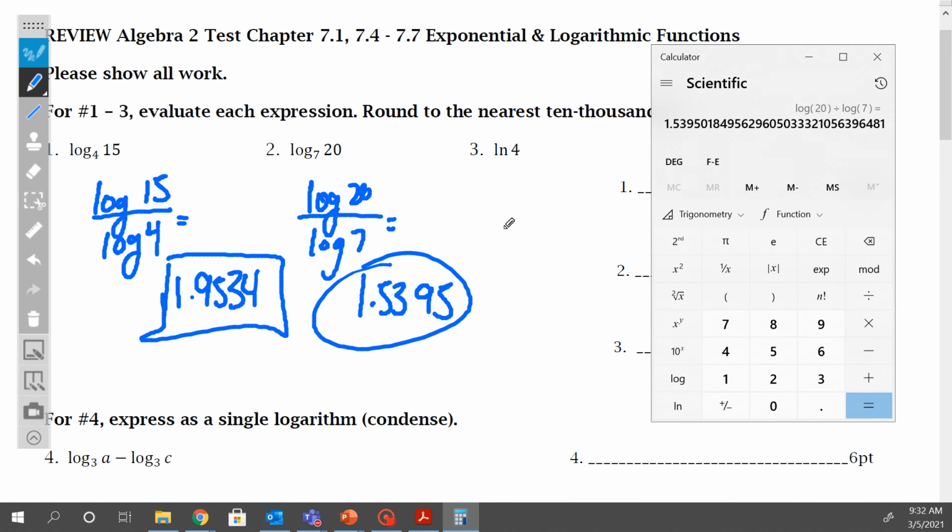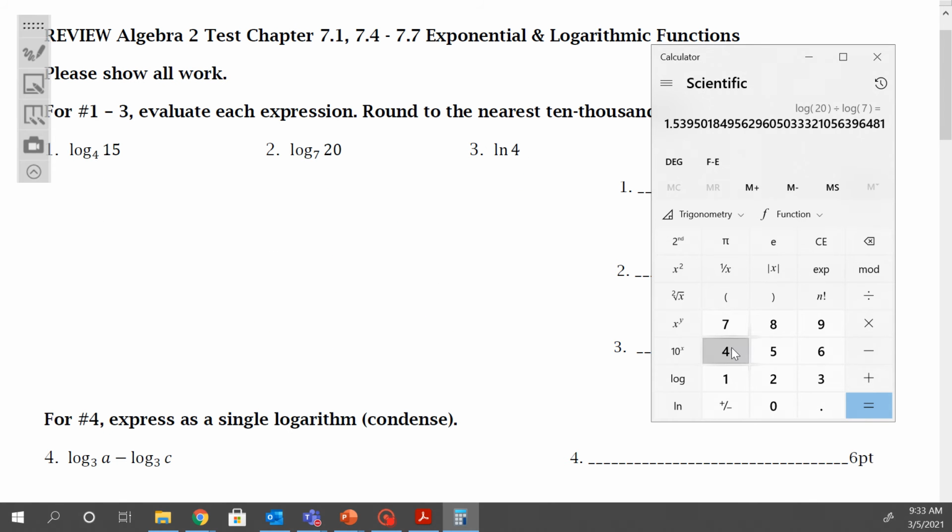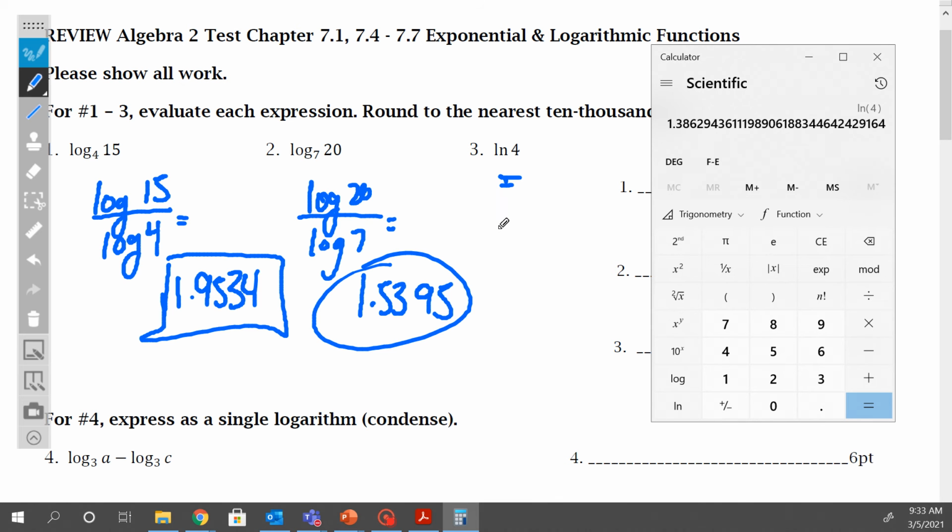And then number 3 is just natural log. That's an actual button in the calculator, so there's nothing to do there except just put it into the calculator. So natural log of 4, we get 1.3863. All right, that 2 rounds up to a 3 because of this 9. Whoops. Because there's 9 next to it.